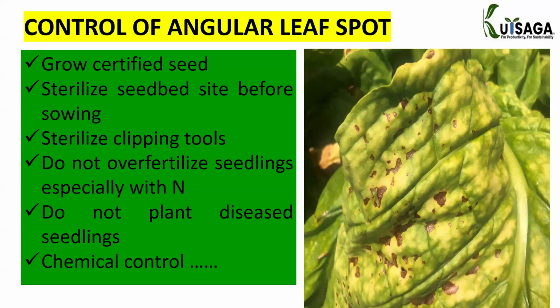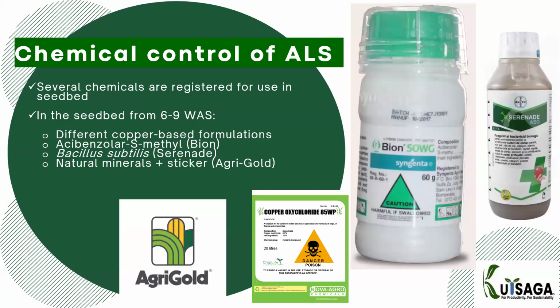Maybe the most commonly used method of controlling angular leaf spot is chemical control. So for chemical control, there are several registered products that are being used in the seedbed. Maybe the most common ones include some copper-based formulations, which I'm going to talk about in detail later on. There's also Bion, which has been around for over 30 years.